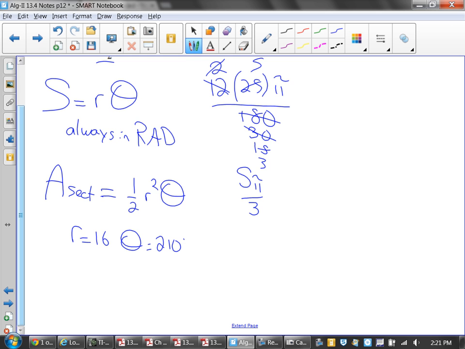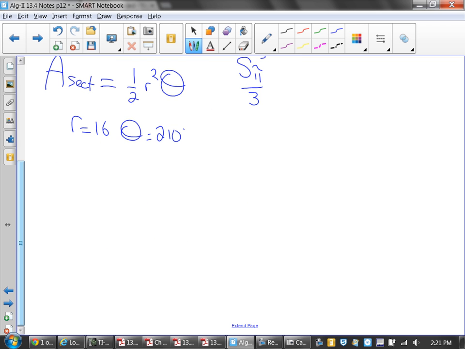Again, when I just write it out, substituting my values, 1/2 of 16 squared times 210 pi over 180. Whenever you're dealing with areas of sector or areas, or arc length, you're always going to go into radians. Well, the whole thing can be divided by 180. I'm just writing it up like that, because you can simplify it. What's 16 squared? What's half of it?